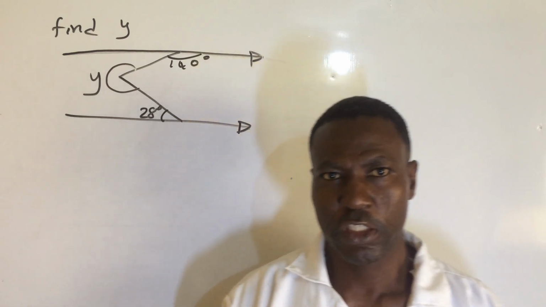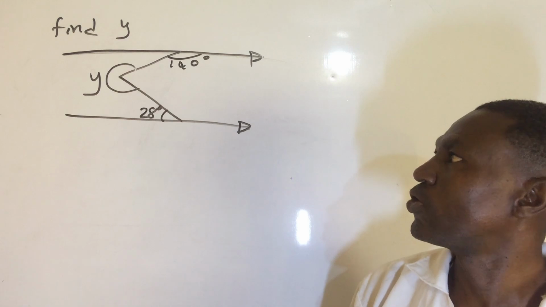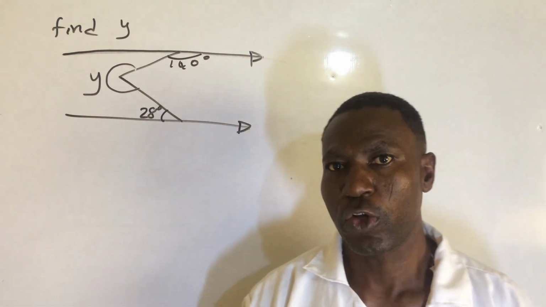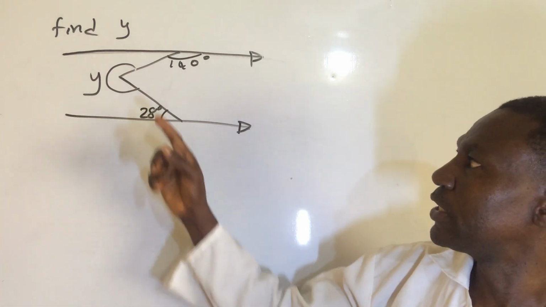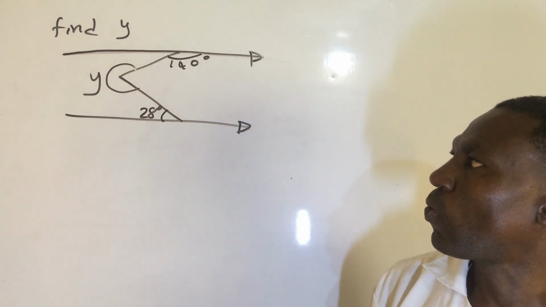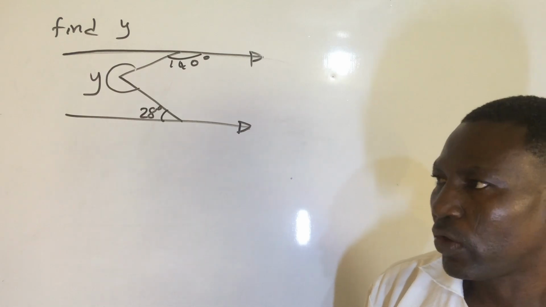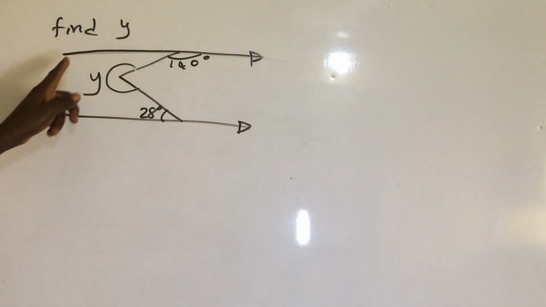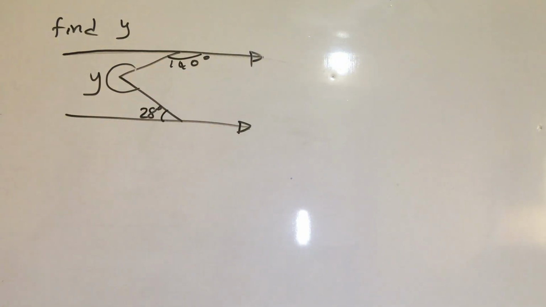I am still treating this topic, angles on a parallel line, in geometry, okay? The question says we should find angle y. Now, looking at this question, how can we find angle y? Knowing that these two lines are parallel has given us a link to find angle y.